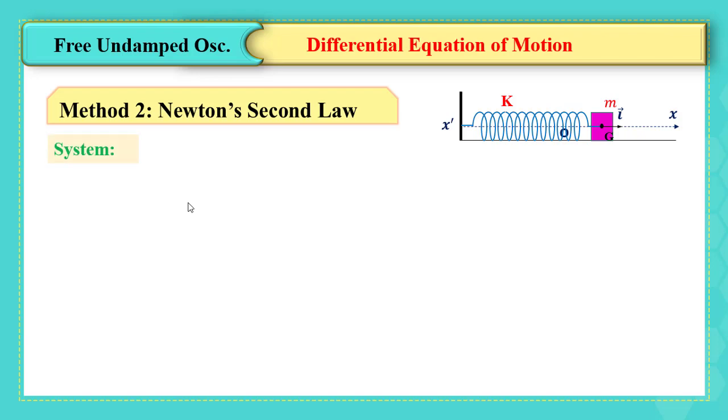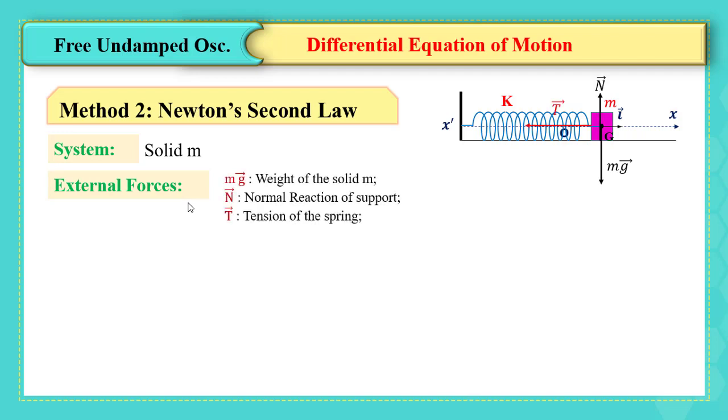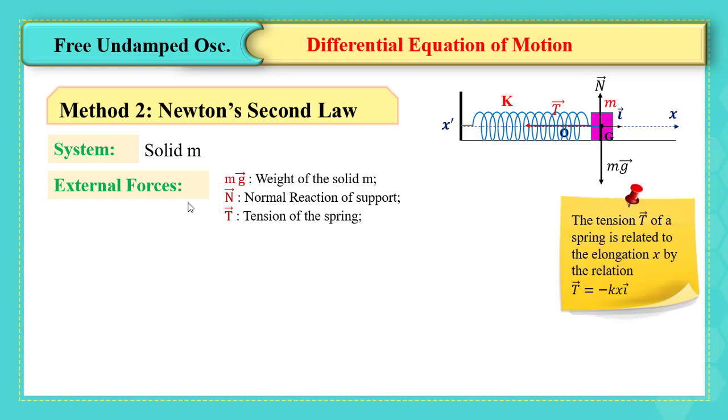What are the forces acting on it? Its weight, the normal reaction of the support, and the tension of the spring. The tension of the spring, T vector, always has the expression T vector equals minus kx i vector, and its algebraic value is T equals minus kx. Since it is a restoring force, it is opposite to the displacement of the spring.